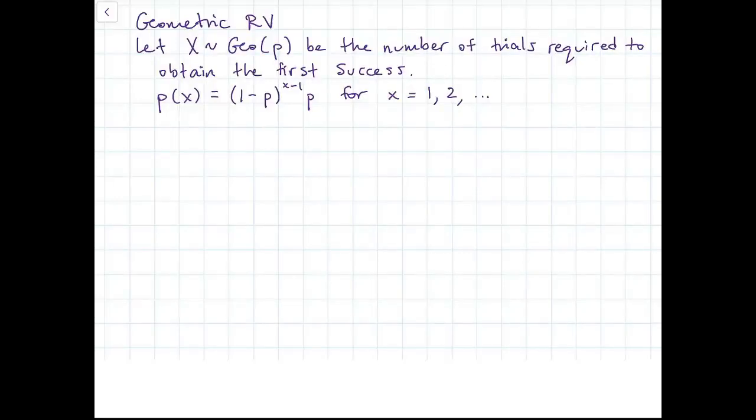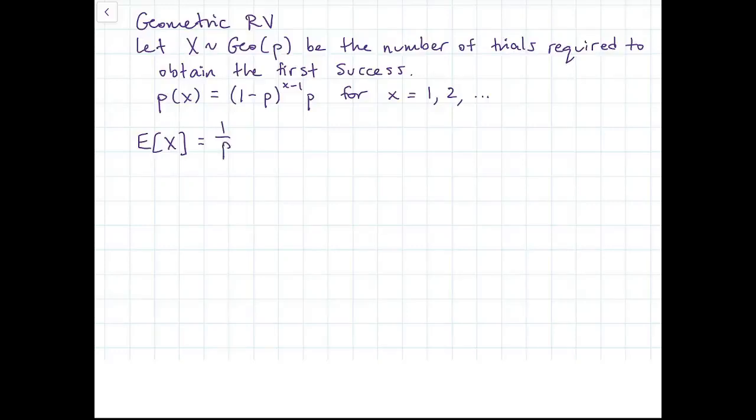So obviously the range is going to start at 1, because the best you can possibly do is get a success on the first try, and then that would be x equals 1. So the range again is 1, 2, ... There's no maximum. We could continue getting any arbitrarily large number of fails before that first success, but the probability function is again 1 minus p to the x minus 1 times p.